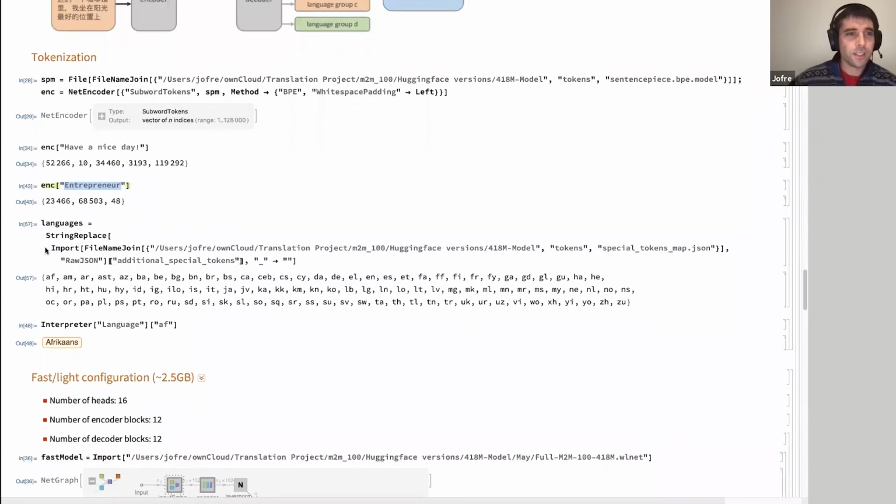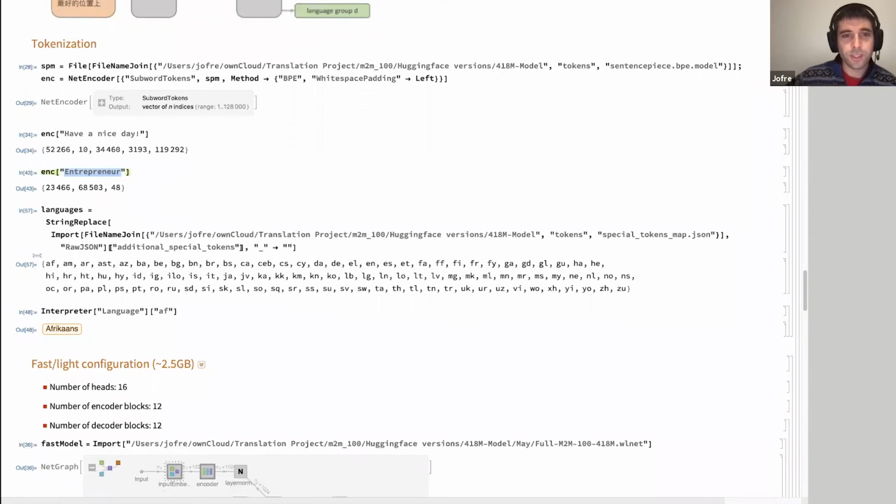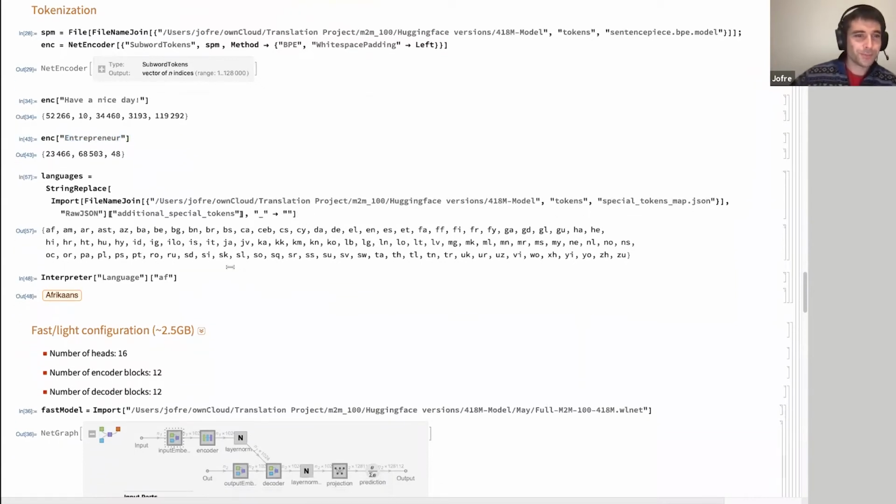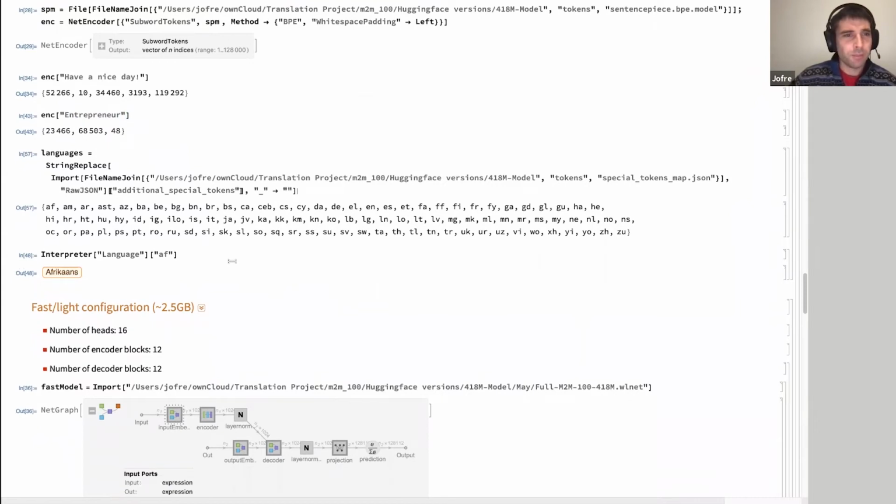The 100 languages that are in the model are the following ones, and I think there is even my mother tongue, which is Catalan.